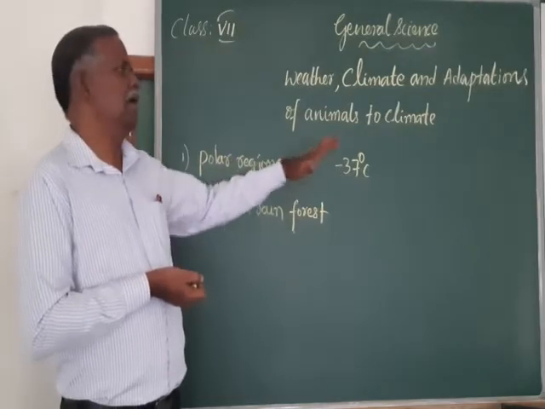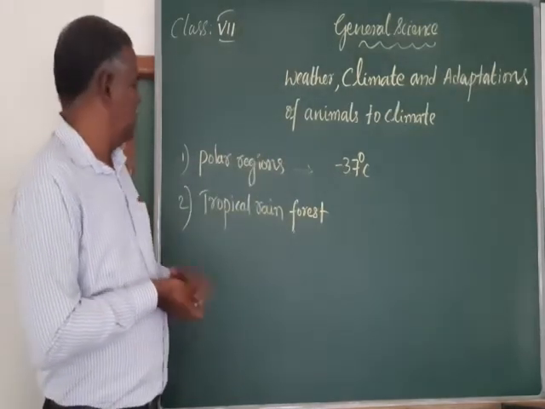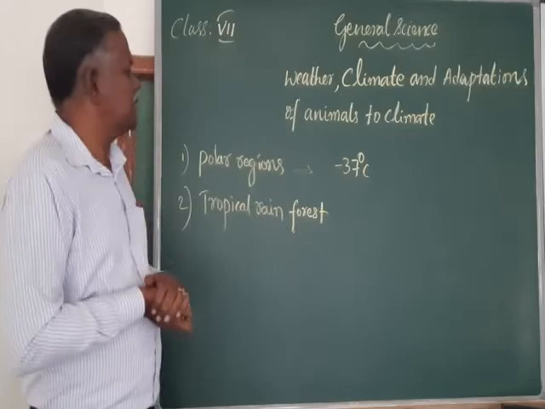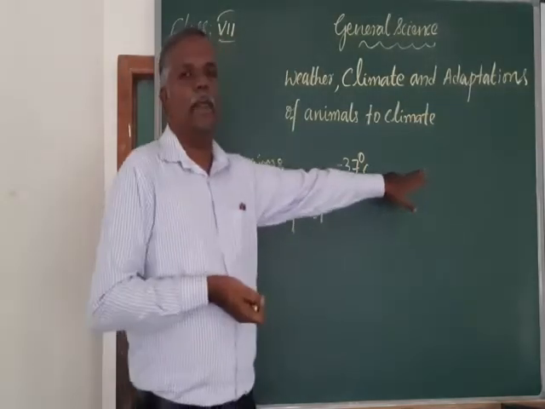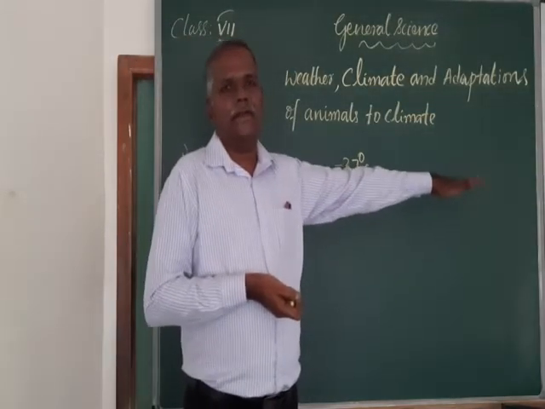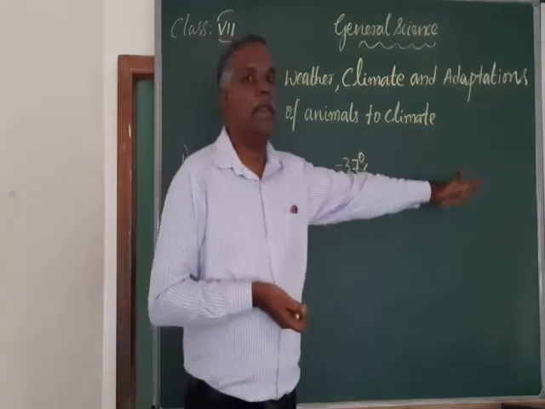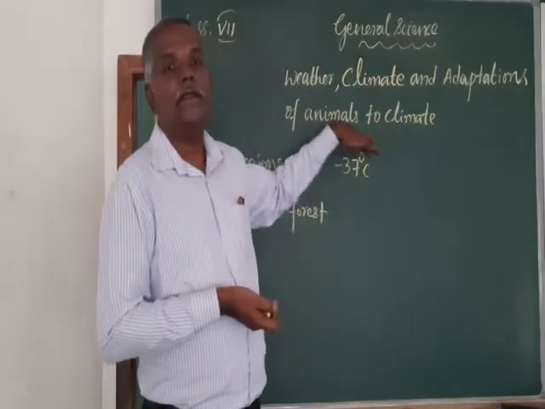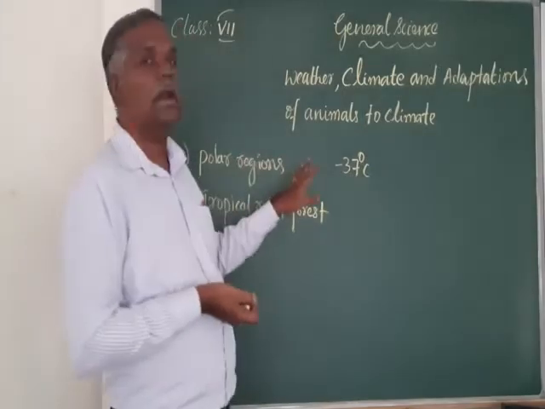Let us study one by one. The regions that come under this area are Iceland, Finland, Greenland, and so on, the USA, and the Siberian region in Russia. All these areas come under the polar region.